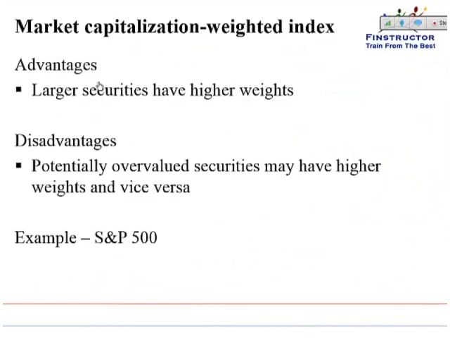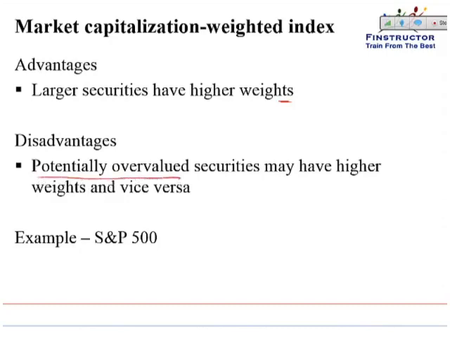The advantage of a market cap weighted index is that larger securities have higher weights in the index. But this is also the disadvantage. Although it is intuitive that bigger companies should have bigger weight because it will be easier to invest in them, and they will be more representative of the economy because they are big companies, so they'll have presence across the country or across the world. But this is also a disadvantage because a large market cap may be large because it is potentially overvalued.